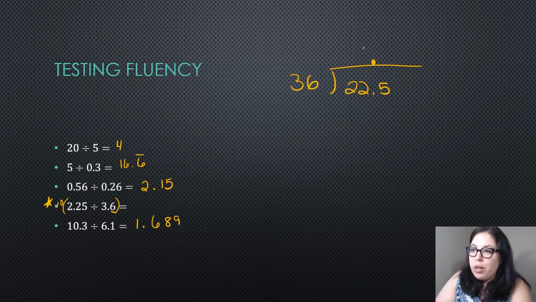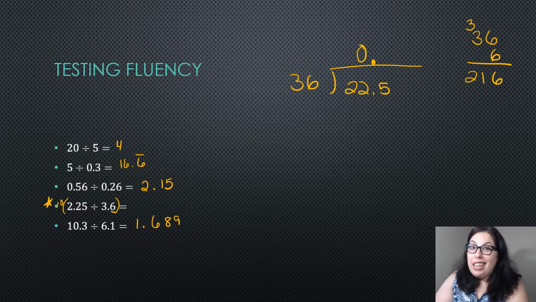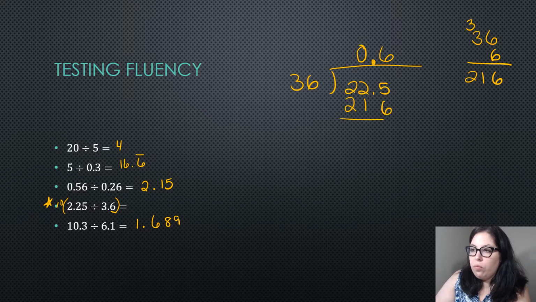36 cannot go into 22. I'm going to put a 0 as a placeholder just so that I keep my place values straight. 36 can go into 225. Let's make a guess. I'm going to guess it can go in about 6 times. So let's go ahead and see what that is. And I think that's probably the highest we can go. And now that I'm to the right of the decimal point, I can add as many zeros as I want. And I got a feeling it can go into that 2 times.